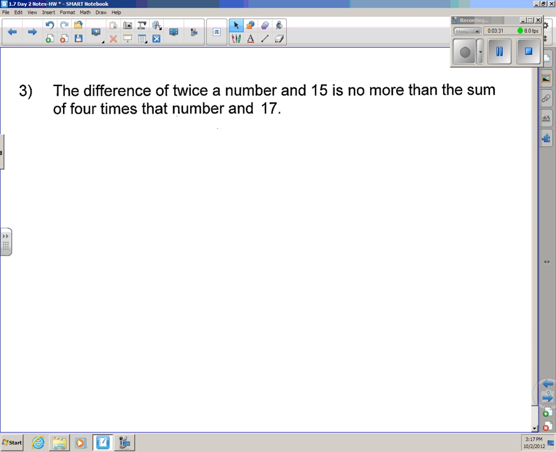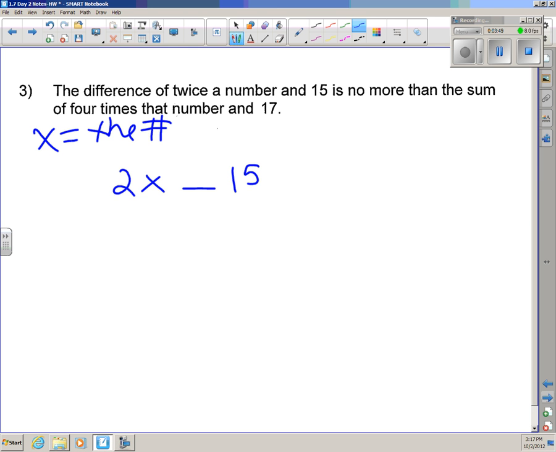Okay, here's the next one. The difference of twice a number and 15 is no more than the sum of 4 times that number and 17. So again, we're still looking for some number. So the difference, subtraction, the difference of twice that number and 15 is no more than, less than or equal to, the sum of 4 times that number and 17. I'm going to subtract 2x on both sides.